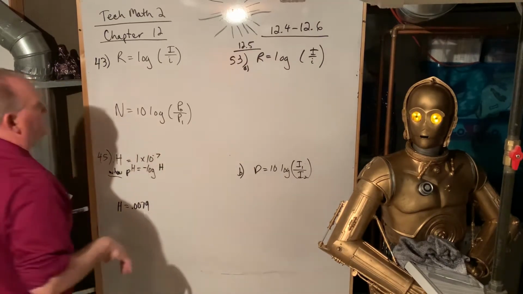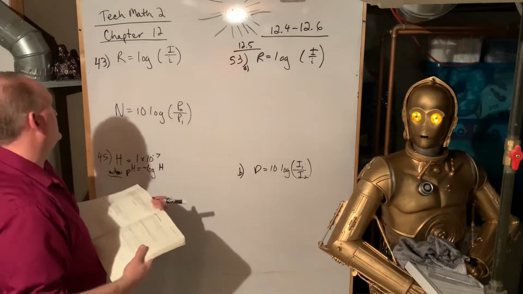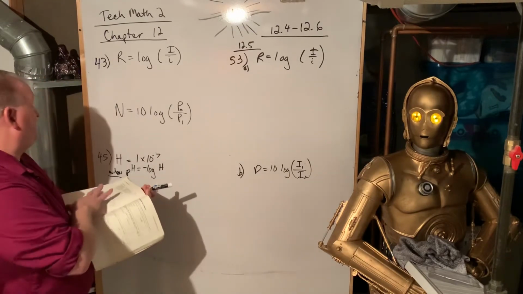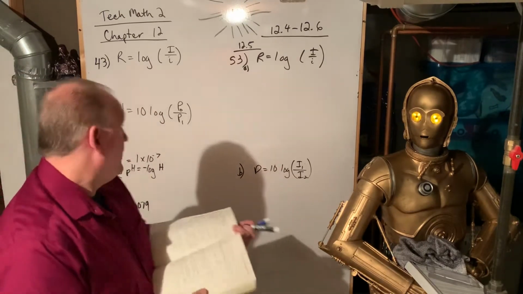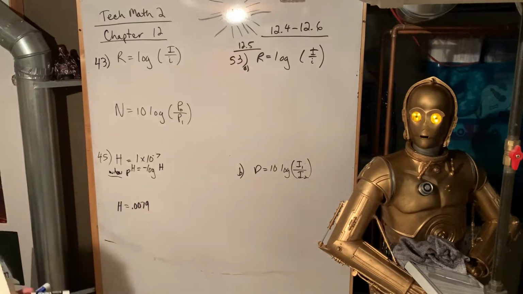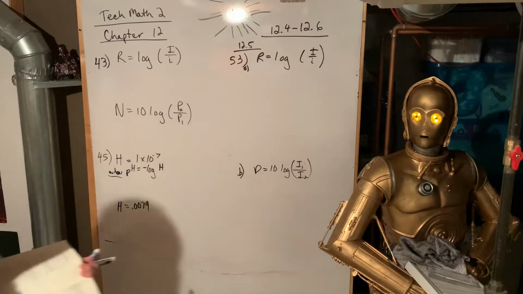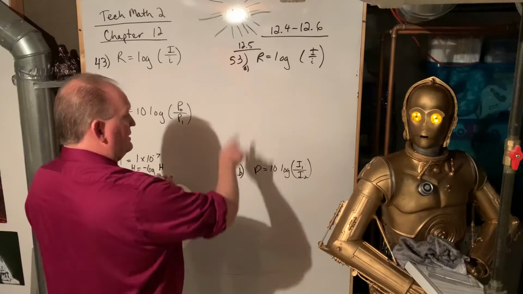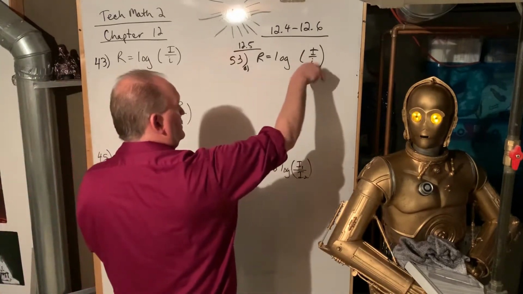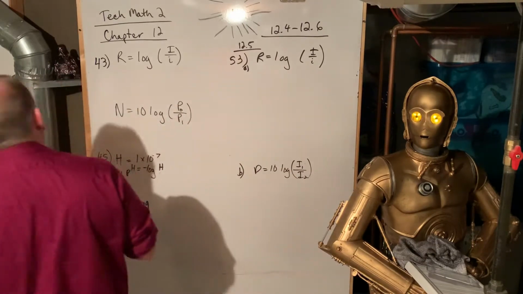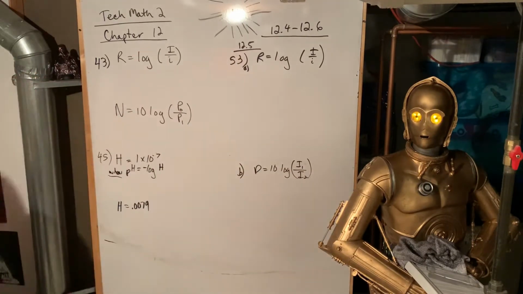We're in chapter 12 in the red book. We're looking at number 43. So we're dealing with log equations now. Number 43 and number 45 are calculator problems. And then on 12.5, number 53, those are a little bit harder to solve because they're going to give us R and one of those variables. And so those will be a little tougher to solve. These, just plug and chug.